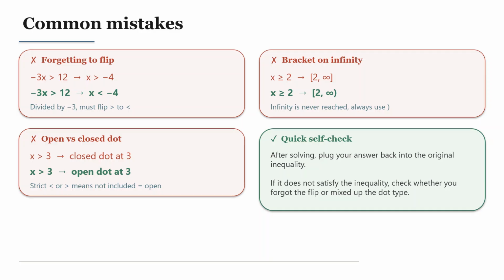Mistake number 3. Confusing open and closed dots on the number line. If x is strictly greater than 3, that means 3 itself is not included, so you use an open dot, not a closed one. Closed dots are for less than or equal to, or greater than or equal to.